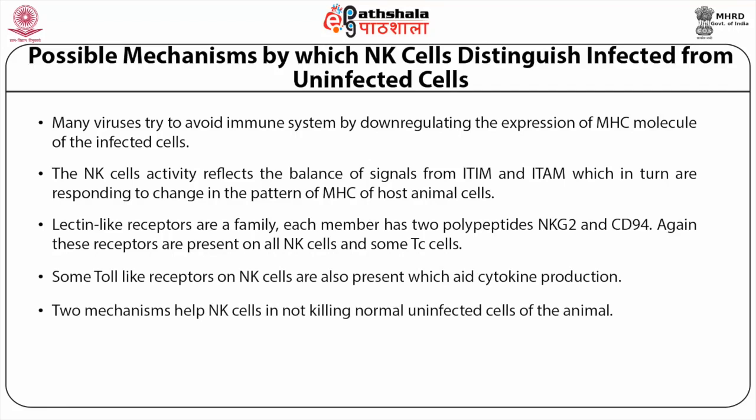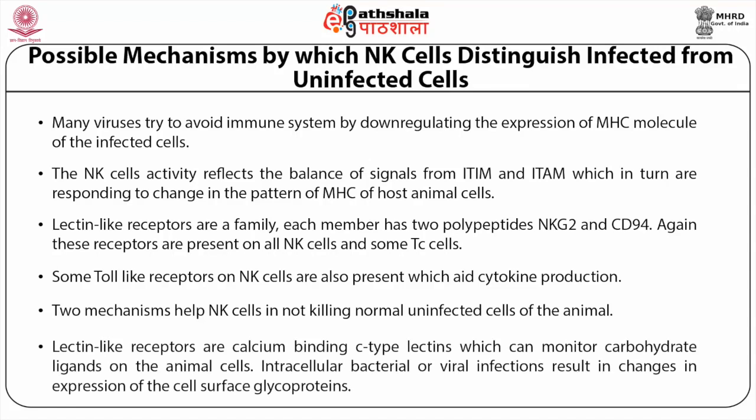Two mechanisms help NK cells in not killing normal uninfected cells of the animal. This regulation operates via both activation and inhibition mechanism, as explained while discussing the role of the KIR receptors tracking change in the expression of MHC molecules on animal surface. Lectin-like receptors are calcium-binding C-type lectins which can monitor carbohydrate ligands on the animal cells. Intracellular bacterial or viral infections result in changes in expression of the cell surface glycoproteins.